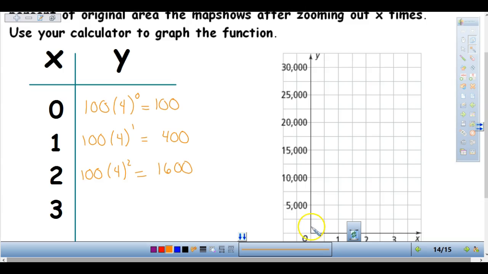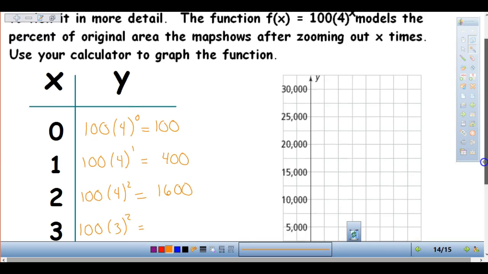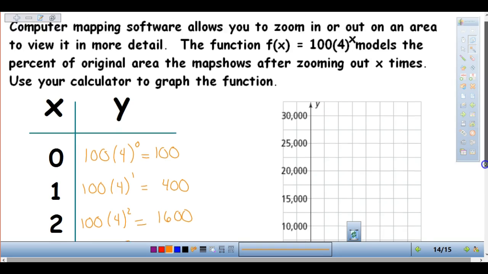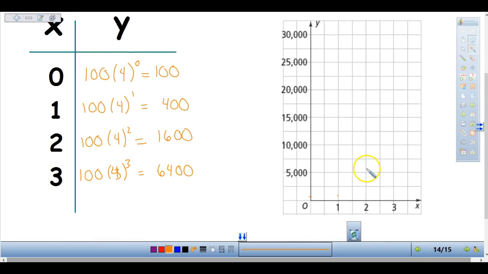So we can graph these. We're going to start at 100. That's going to be way down here. 400, that's also going to be way down here. Let's go to the 3 and see if we can get it. 4 to the third is 64. So there we're going to get, so then that's going to get us right there.